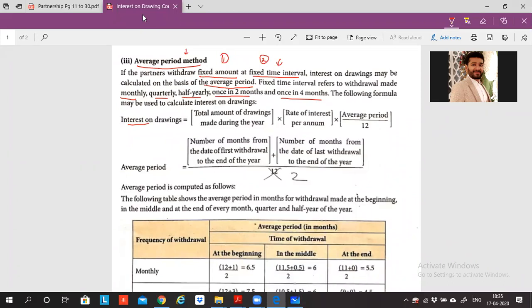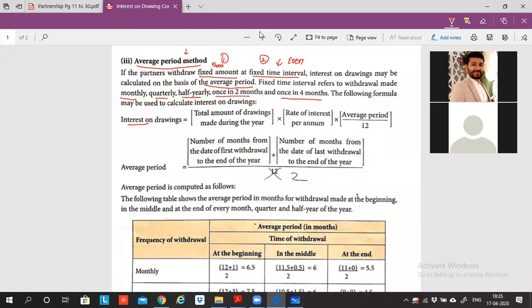Now please tell me, in this question, what is the fixed amount which the partner is drawing every month? In this question, illustration 12, is the partner withdrawing a fixed amount or not? Yes, sir. 5,000 at the end of the month. Yes. So 5,000 is the fixed amount which is withdrawn, and the period is also given in the question, that is withdrawing at the end of every month. So fixed time interval is also given. If that is the case, then I can very well use the average period method.